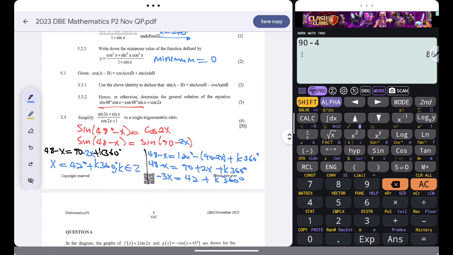Are we together? When I divide 42 by a negative 3, I'll get x is equal to negative 14 degrees plus k, where k is an integer. Please note that I don't have to change the sign of a period. I can just leave it like that. It doesn't matter. So these are my general solutions.